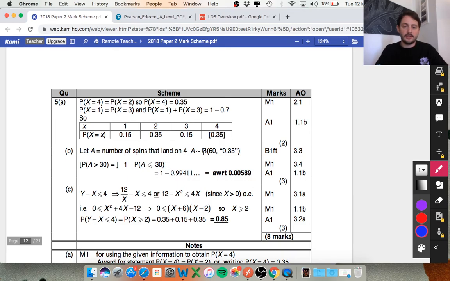You do need to say that it is the binomial distribution, they just used A instead. And then this section down here, which again is coming up with the idea of a quadratic inequality, and then recognizing that x is greater than or equal to 2, which is these three probabilities added together.